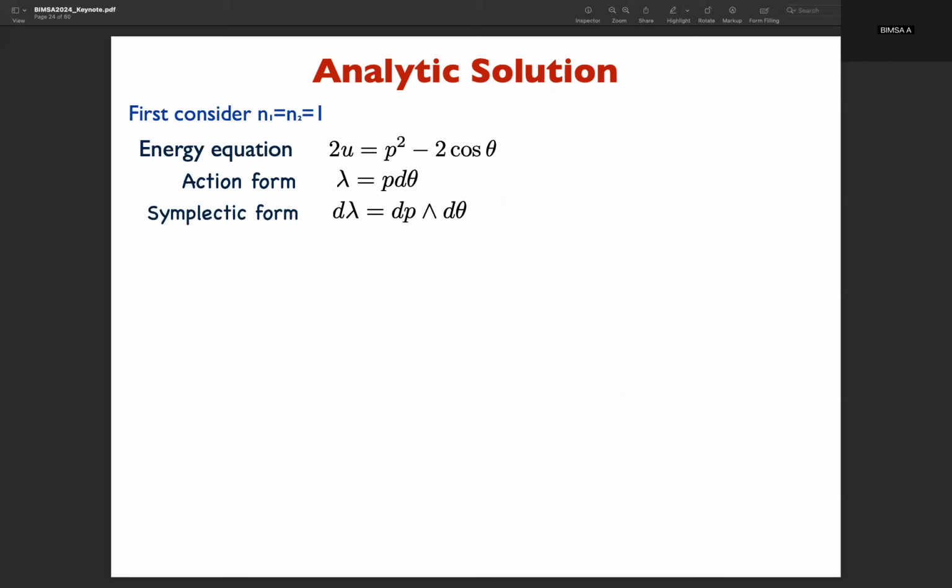So first let's consider the N1 equals N2 equals 1 case. Then the potential is the cosine function, right? So we have this energy equation. Now the action form, or holomorphic differential, looks like p d theta. There's a symplectic form that we can write. Using this exponential change of variables, we can rewrite it as so: 2u equals p squared minus z plus 1 over z, times p squared.